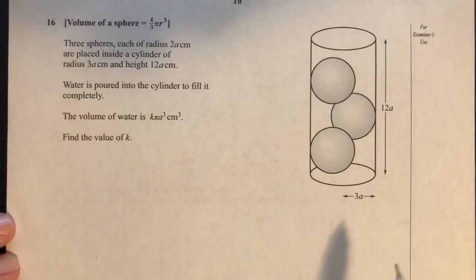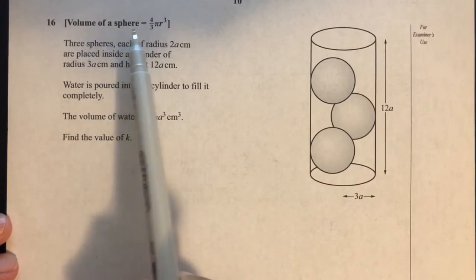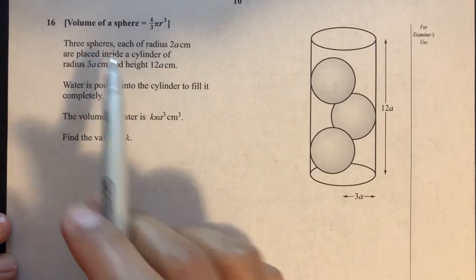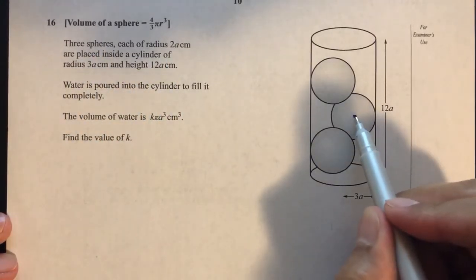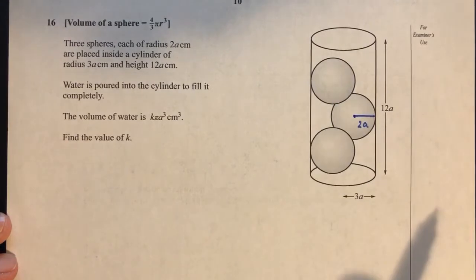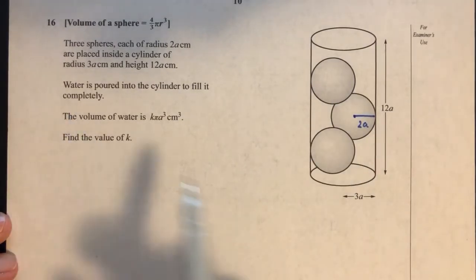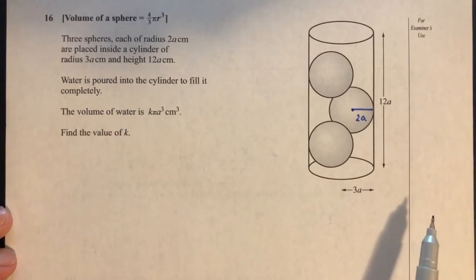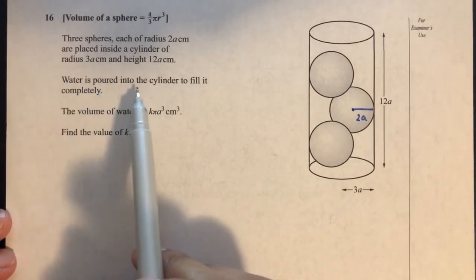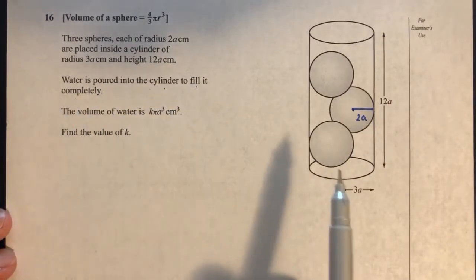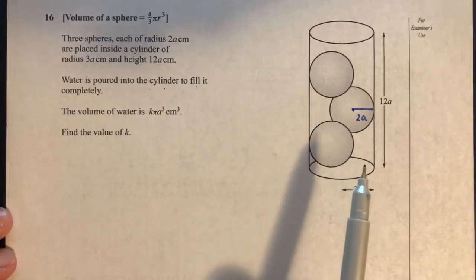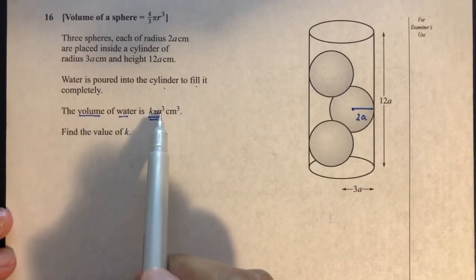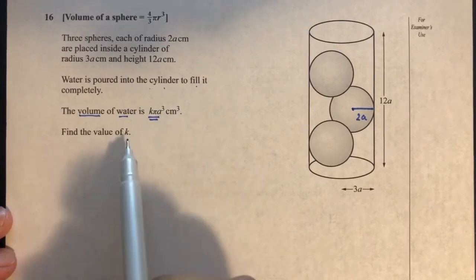Question number 16. We are given that the volume of a sphere is 4 over 3 pi r cubed. Now we have 3 spheres, each of radius 2a, inside the cylinder. The cylinder has radius 3a and height 12a. Water is put inside the cylinder to fill it completely. The volume of water is k pi a cubed centimeter cubed. Find the value of k.